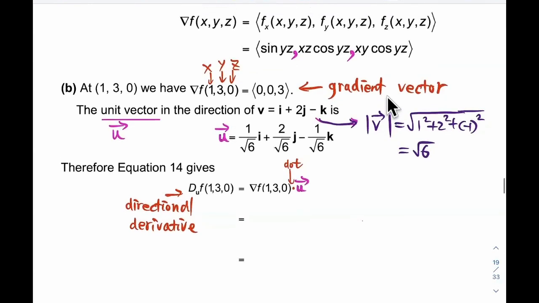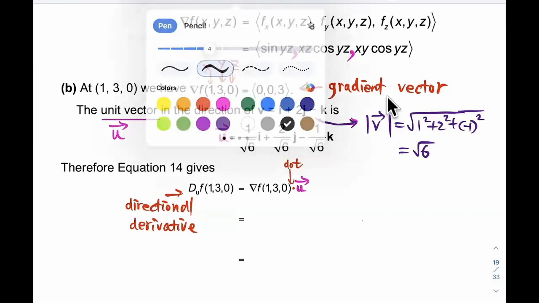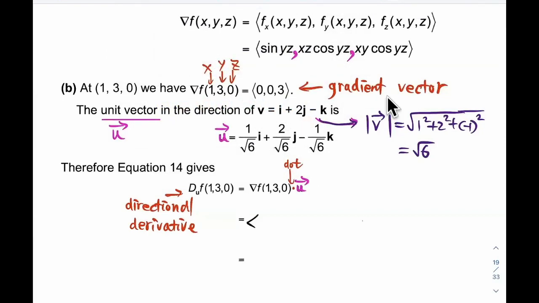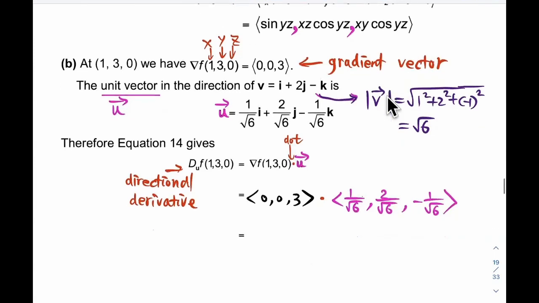Okay, the gradient is this one. That's the gradient vector. And this is the u right here. If I write it this way, so 0, 0, 3 dotted with the other one, which is 1 over square root of 6, 2 over square root of 6, negative 1 over square root of 6, okay? Do the calculation. What do you get?